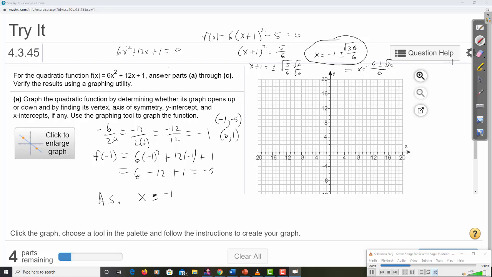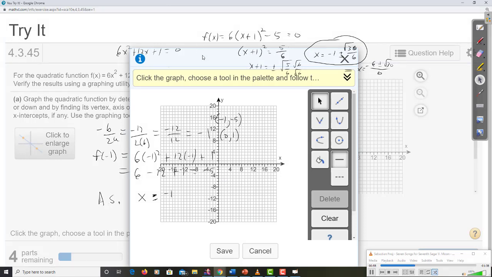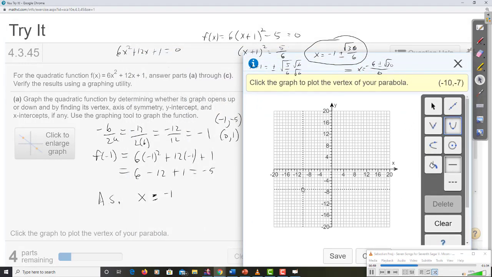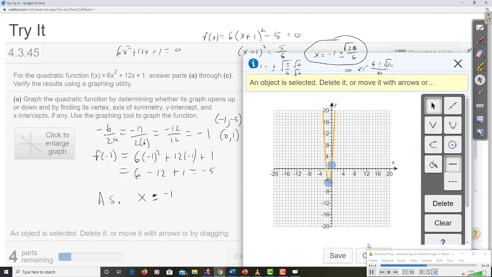So let's go ahead and graph it. Our vertex, drag this over. This is a parabola. Our vertex is at -1, -5. And we had the simple point of 0, 1. Might as well use that. There we go. Save.